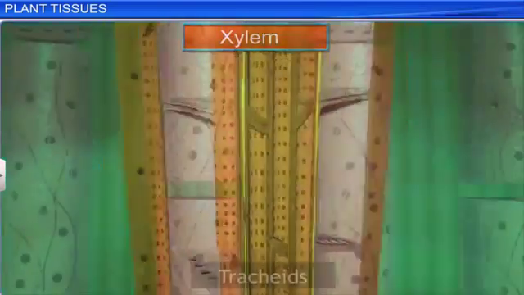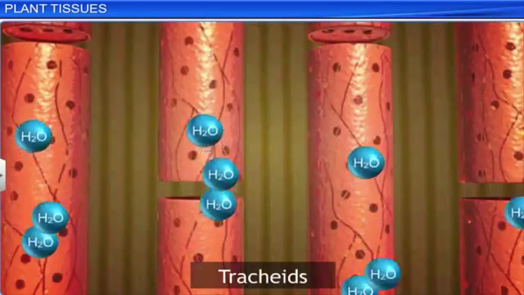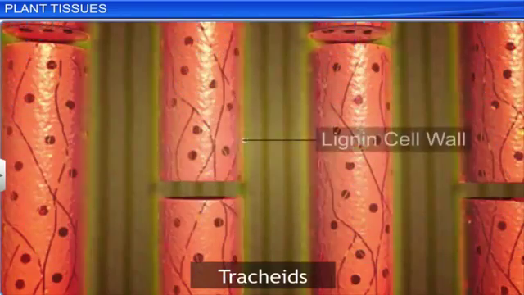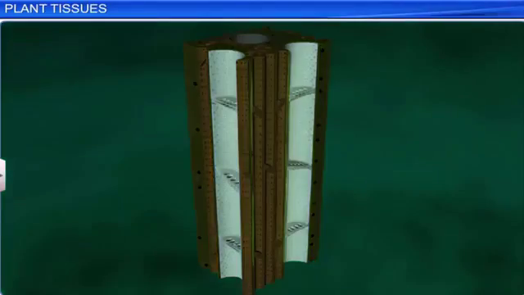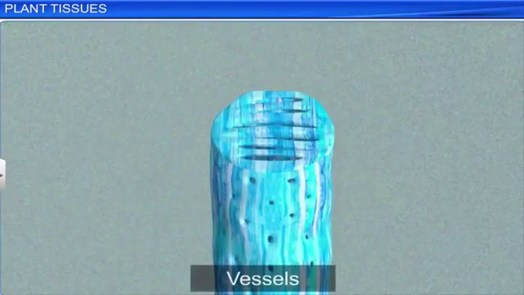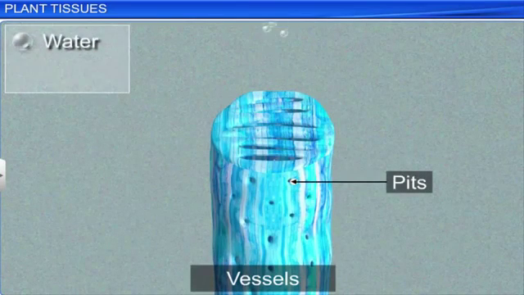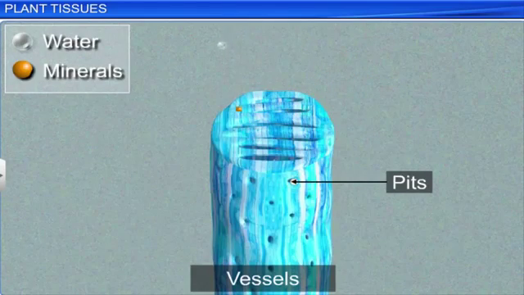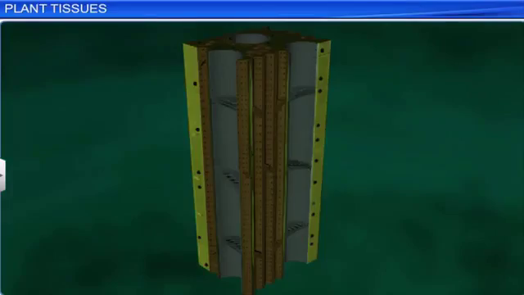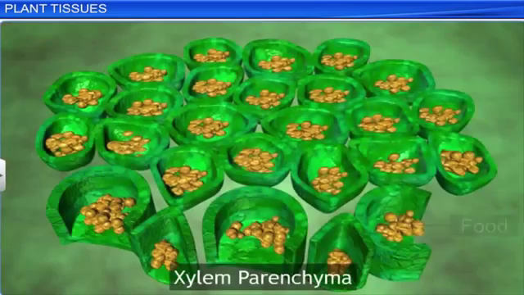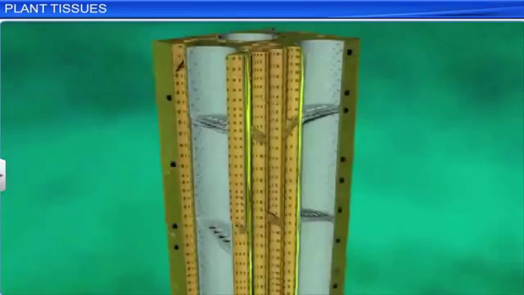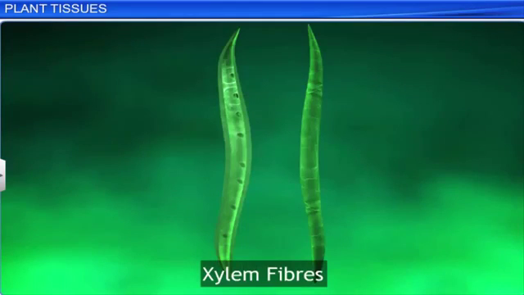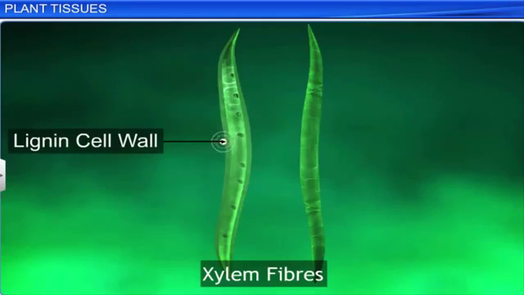Tracheids are tubular dead cells. They transport water. Their cell wall is made of lignin, which provides mechanical support. Vessels are elongated dead cells with pits that transport water and minerals. They are usually present in big trees. Xylem parenchyma cells are living and they store food. Xylem fibers are elongated dead cells with lignin that provide mechanical support.